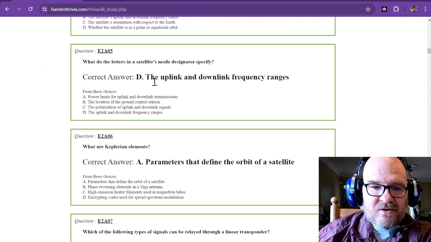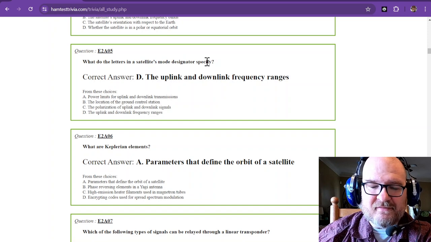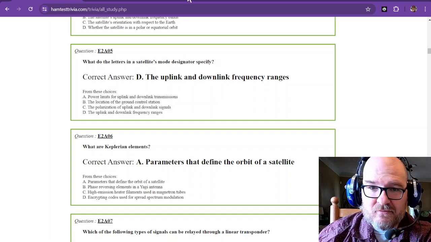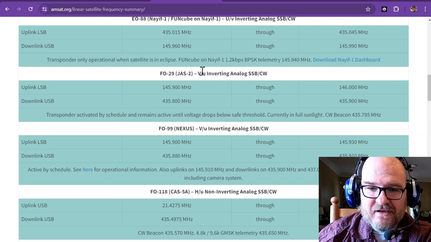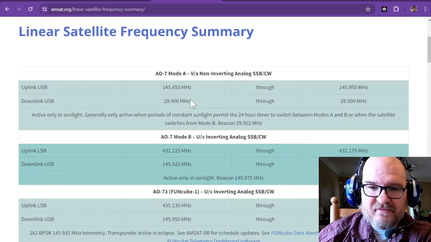Alrighty, what do the letters in a satellite's mode designator specify? And that is the uplink and downlink frequency ranges. So you can see right here, you have a VU, which V is VHF and U is UHF. And in the one that we had up at the top, it had a VA. So V is VHF and A is 10 meters.